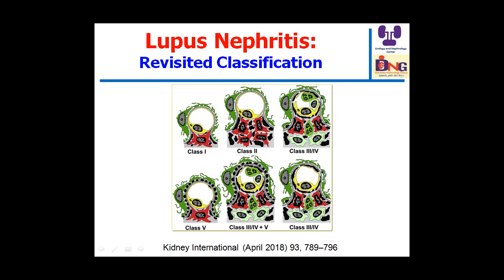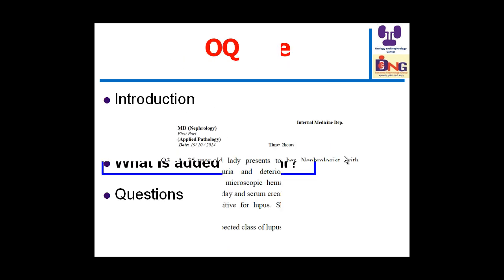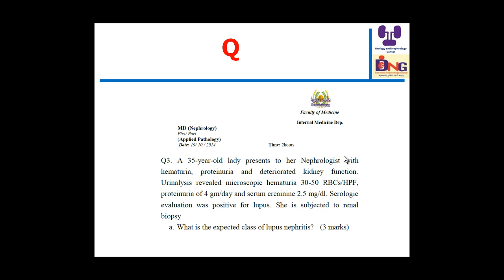There is a trend toward omitting class 6 because it doesn't add any sense. So this is regarding what is added. Regarding questions, up to this moment, I summarized what is already known about lupus nephritis diagnosis from the histopathological perspective, and also what is added this year to the definitions and diagnosis.